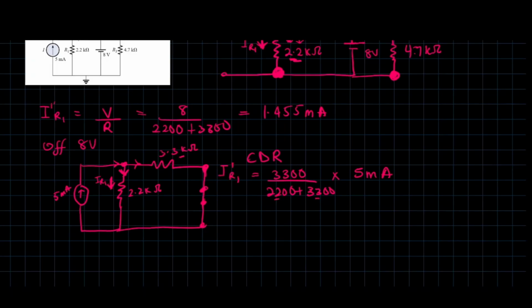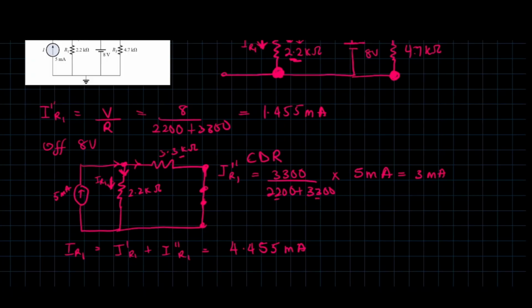It's not actually the main one, so it's I bar bar. Then equals 3 milliamps. Now you're simply going to add them up together. So it's going to be I bar R1 plus I bar bar R1, which equals what? 4.455 milliamps. And this is the current for IR1.